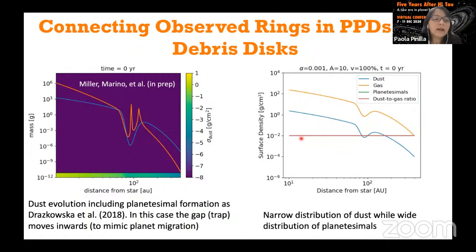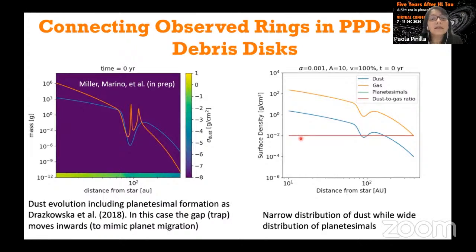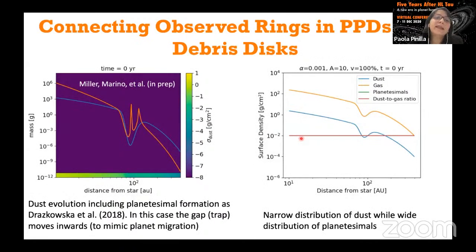And what they have done is to take the dust evolution models from Stammler and Birnstiel, include planetesimal formation as also in the paper by Sebastián Marino, and include a bump, but in this case the bump is moving inwards, basically to mimic planet migration.